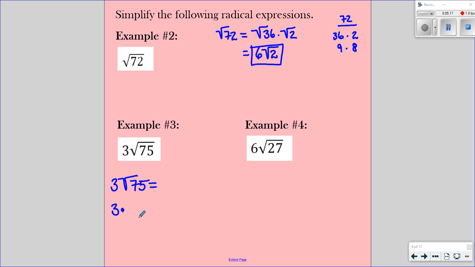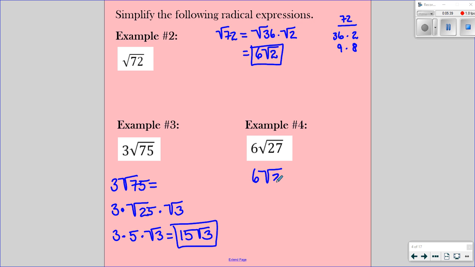75 can be broken down into 25. 25 will give you a perfect square, and then you have 3. So 3 times, this would be 5 times square root of 3, and then when you simplify 3 and 5, you get 15, and it's radical 3. And there you go.